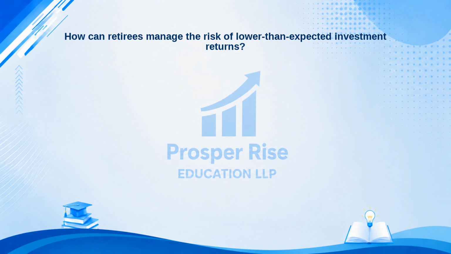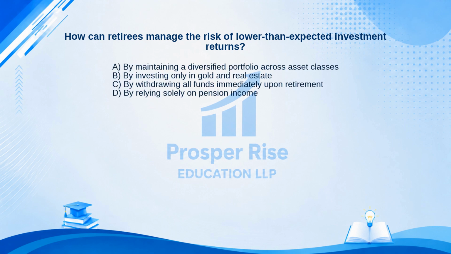Let's tackle this exam question. How can retirees manage the risk of lower than expected investment returns? Here are your options. A. By maintaining a diversified portfolio across asset classes. B. By investing only in gold and real estate. C. By withdrawing all funds immediately upon retirement. Or D. By relying solely on pension income.